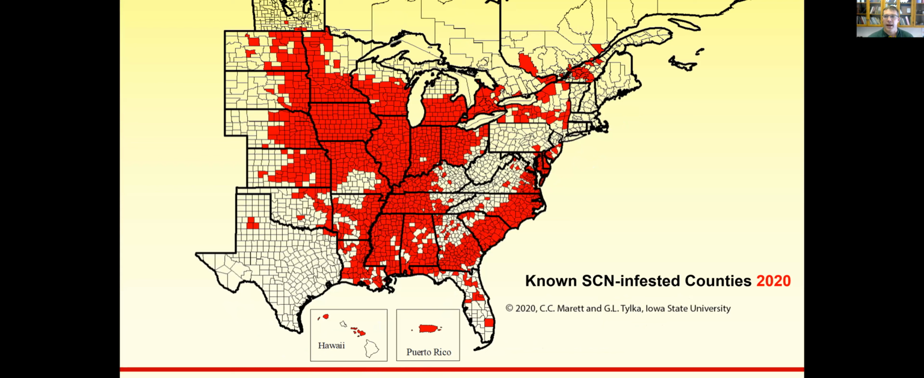This is what it looked like nationally in 2020. And every one of those counties that's red has SCN. And the spots that don't have SCN, such as right here in southern Missouri, northern Arkansas, there's not a lot of soybean production. That's the Ozarks. Of course, the Appalachian Mountains are in the east.